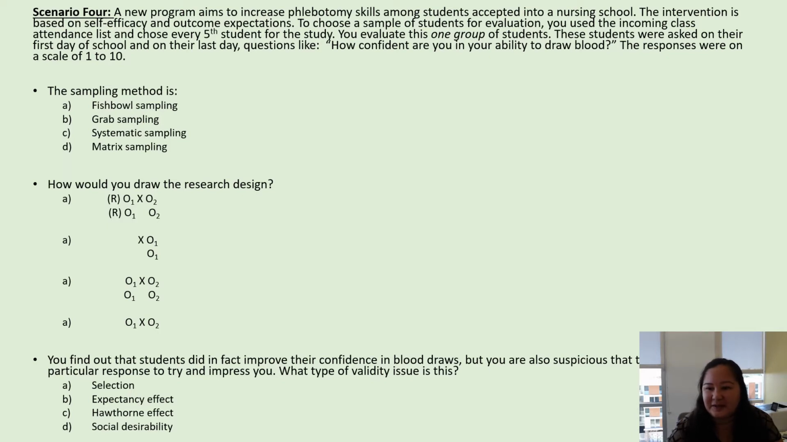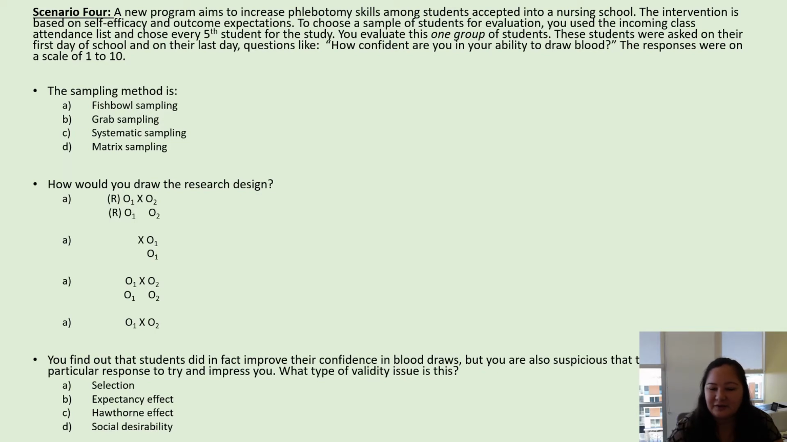But again, the biggest hint is that there's only one group. So now I'm looking at the next question. It says, how would you draw the design? I don't know why it says AAA, but the first 3 examples actually have 2 groups. So by process of elimination, the last example, O1 X O2, is the answer.